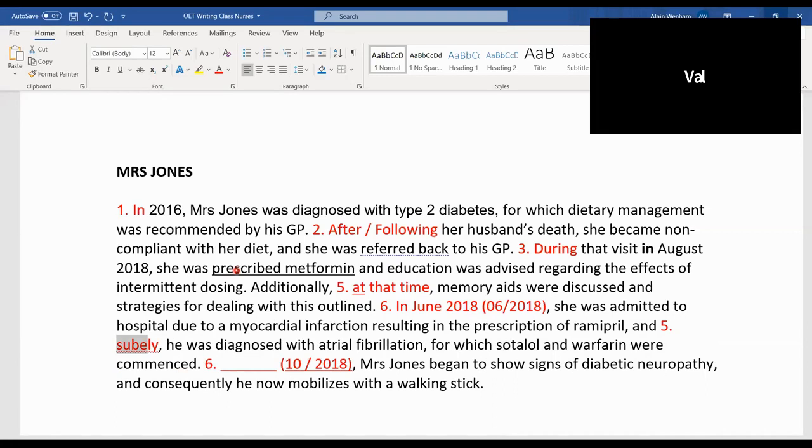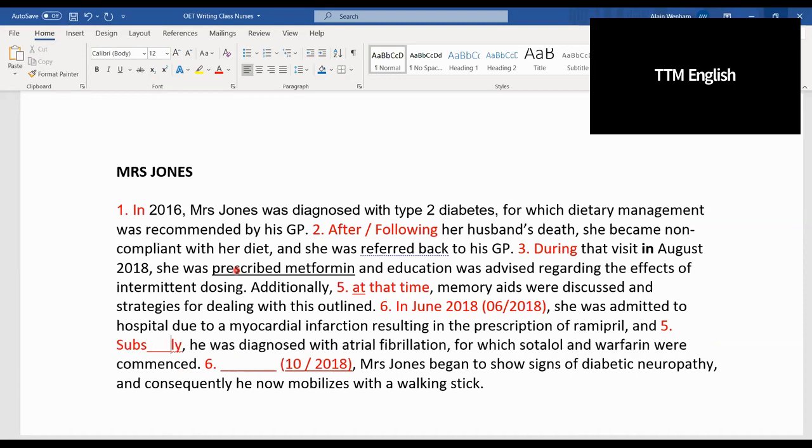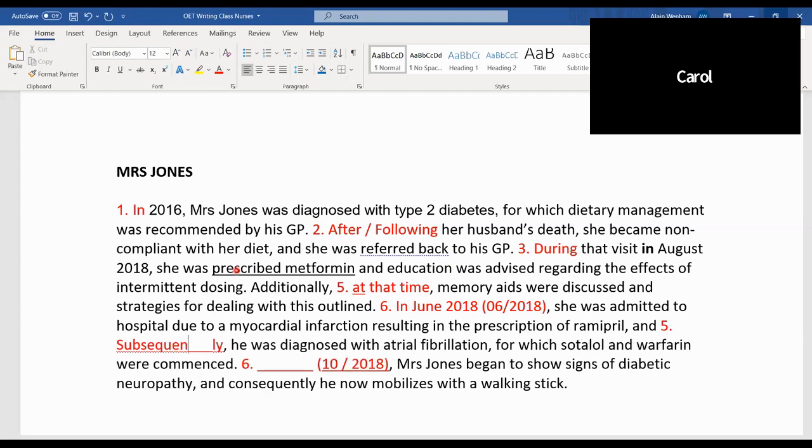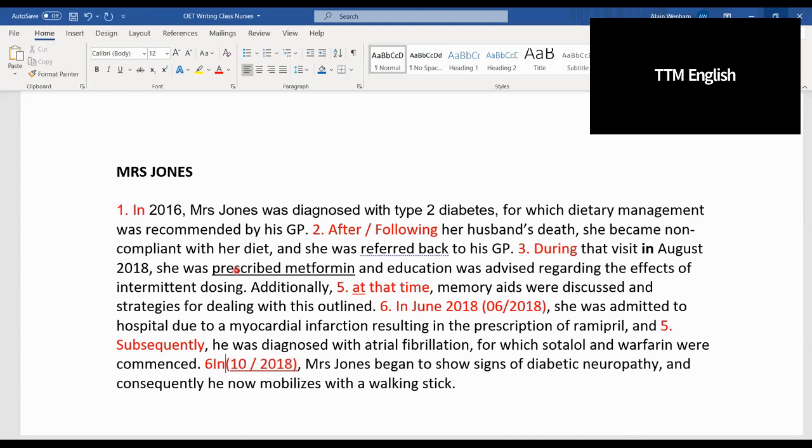Subsequently, additionally. So how do I spell subsequently? Let me ask Tatiana and Emma. How do I spell subsequent? It's not that easy. For which Sotalol and warfarin were commenced. In October. In again, isn't it? Right? In October 18. It's in October.